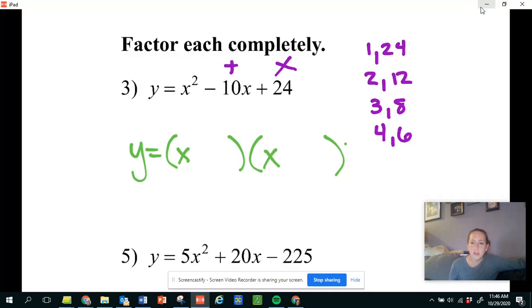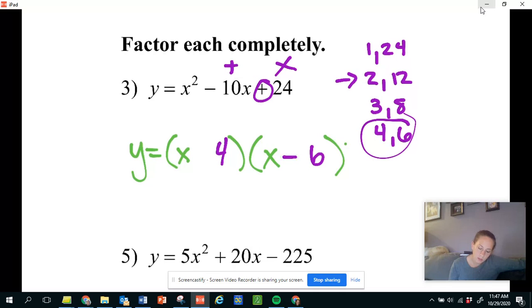So now I have to figure out the ones that I can add up to -10. There's no way to get 10 by adding or subtracting 3 and 8, or 1 and 24. I could subtract these to get 10, but since I have a positive one here, the signs need to be the same, so I'll be adding. So I'm going to use 4 and 6. Since I want them to add up to -10, I'm going to make them both negative.